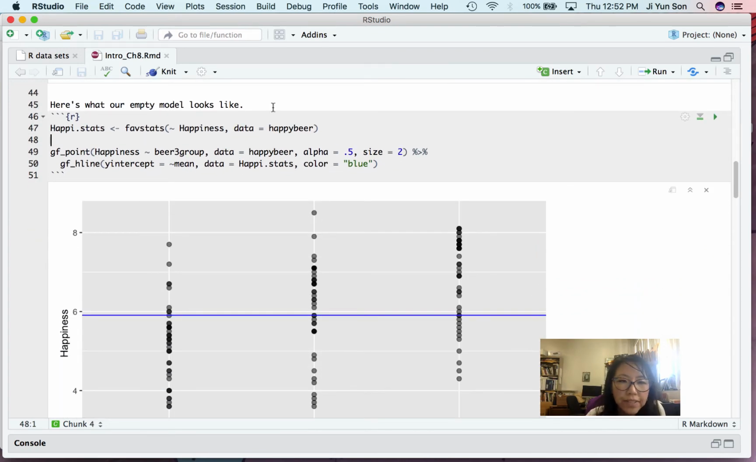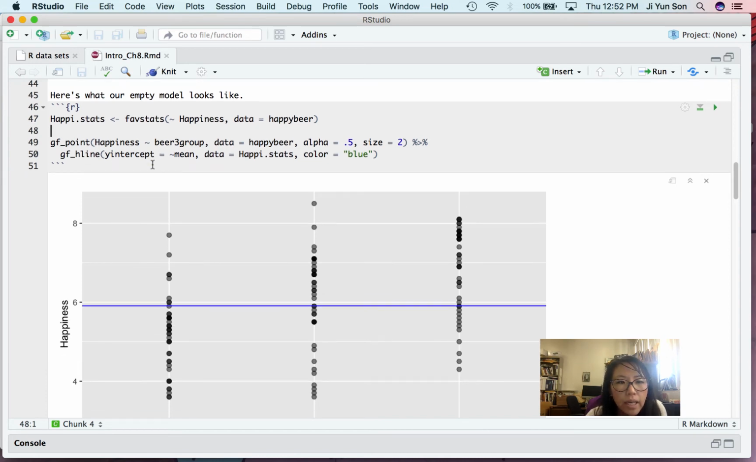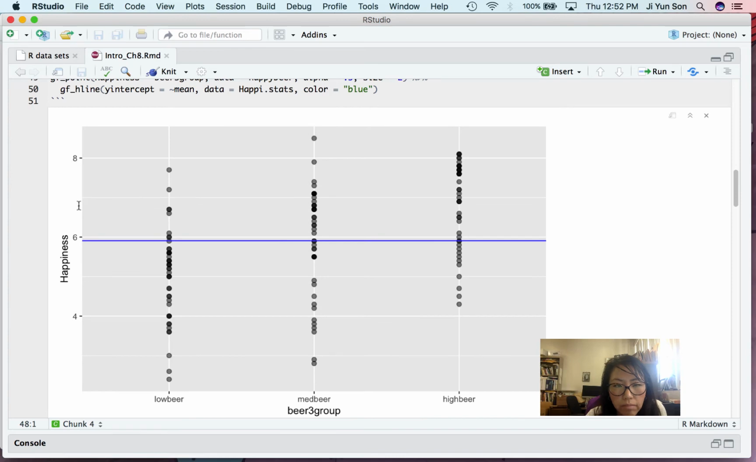This is like chapter 5 stuff. Let's look at our empty model, right? And so I'm just going to run this. I'm getting the happy stats just for happiness. And I'm also getting a dot plot, a point plot, a scatter plot, right? GF point with low beer, medium beer, and high beer. And notice that we might be able to explain some of that variation, but the empty model doesn't explain any variation. It just says, look, no matter what country you are, I'm just going to guess you are 5.9 in happiness, right? That's that empty model.